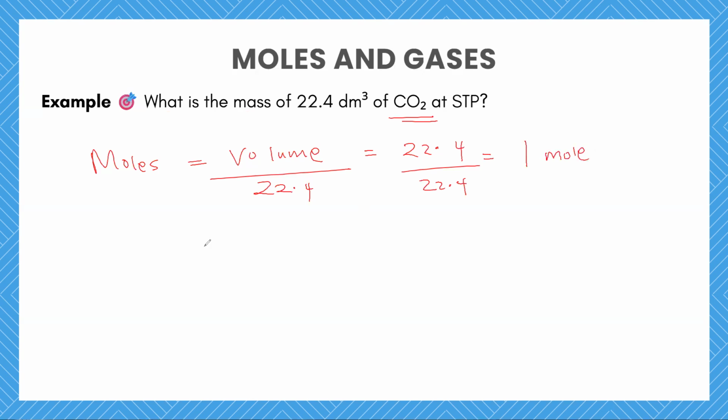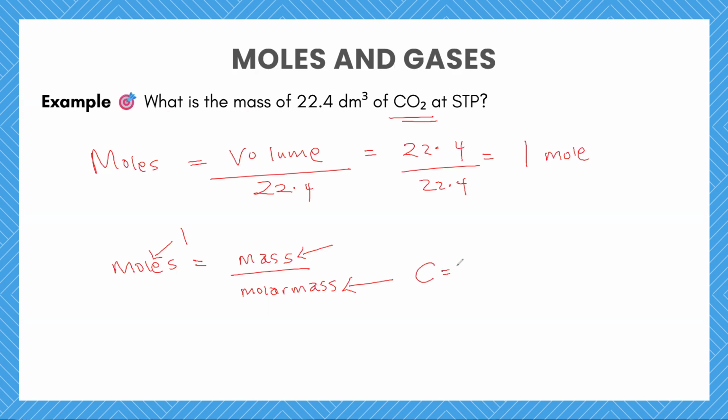Now that we have the number of moles, we can now go ahead to convert this into mass using the formula that says number of moles is equal to the mass divided by the molar mass. Now we know the number of moles to be 1. We do not know what the mass is, and we can also calculate the molar mass of CO2. Let's do that very quickly.